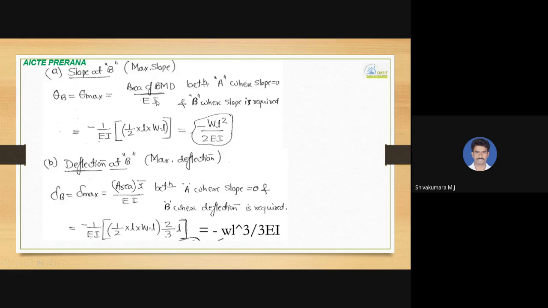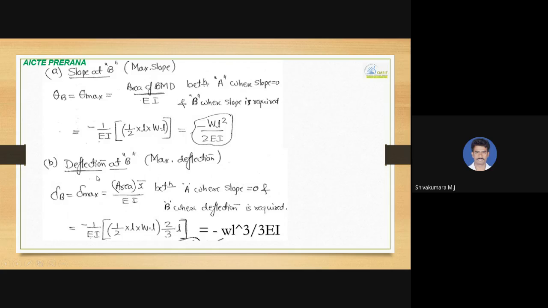Okay. Sometimes this moment of inertia value may be different. In place of I, they may specify 2I. In such cases, you should substitute 2EI over here. So in such a case, this value will become minus WL square divided by 4EI. Okay. So this is how to determine slope at B.